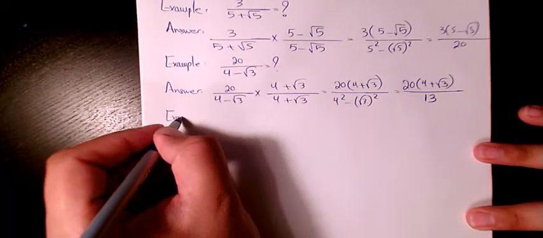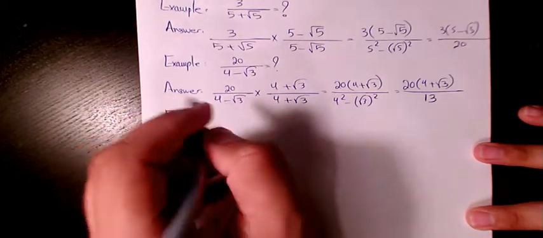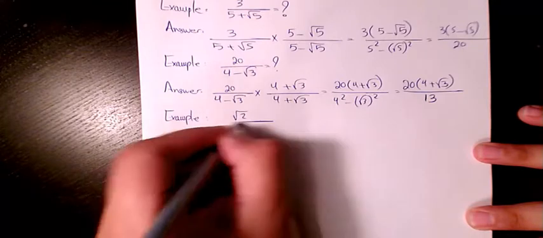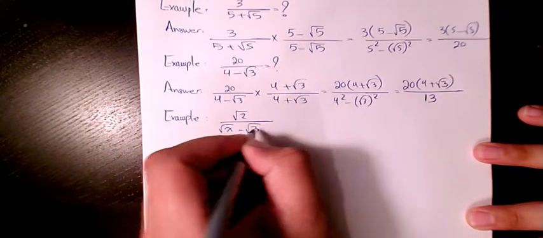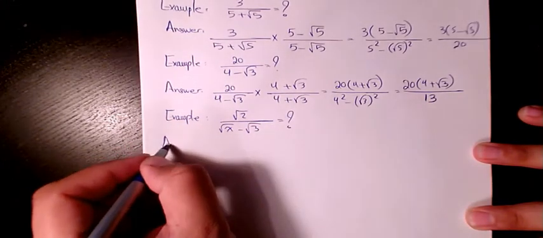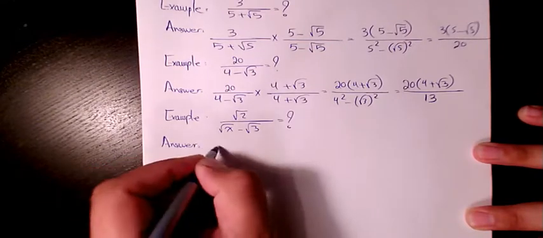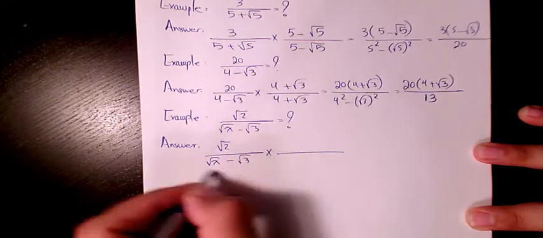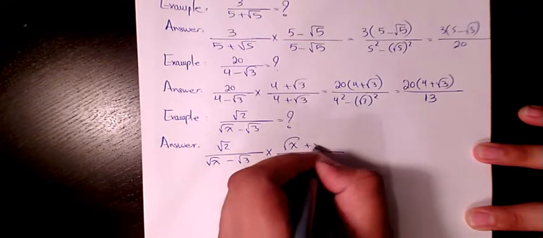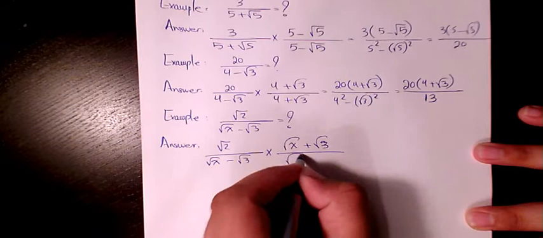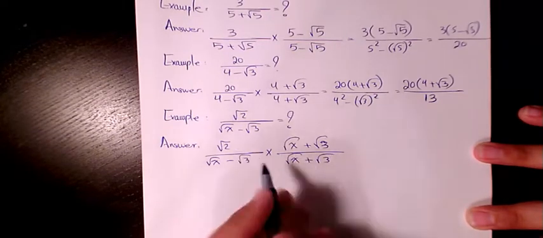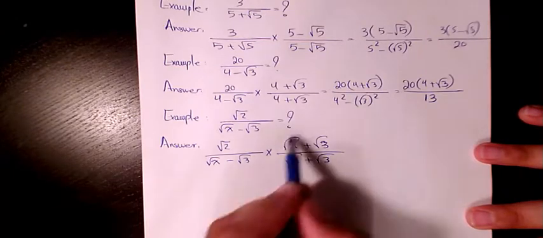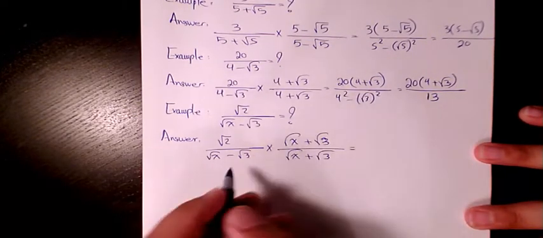Next example is root 2 divided by root x minus root 3. Answer will be root 2 divided by root x minus root 3 times the conjugate of the denominator and divided by the same thing, because when you multiply by something extra you need to divide it by the same thing to make it 1, because we cannot change the equation.